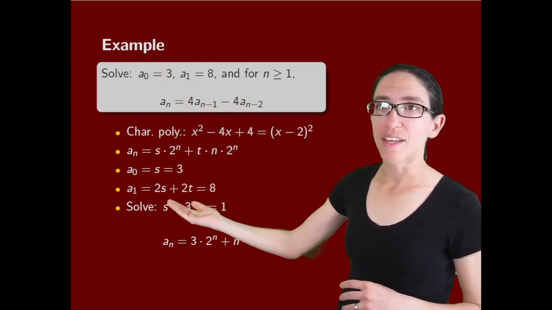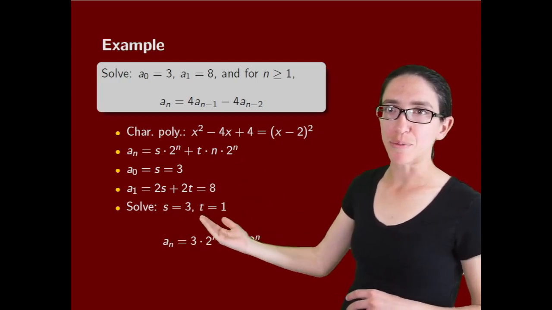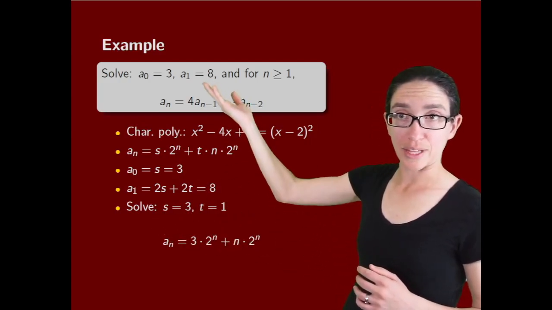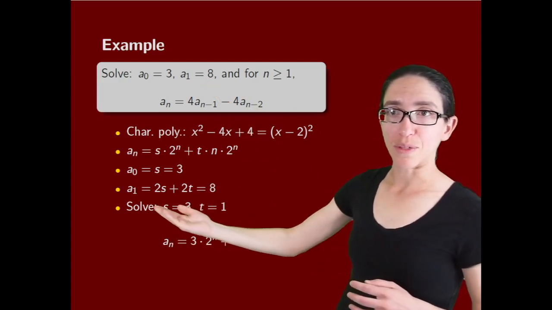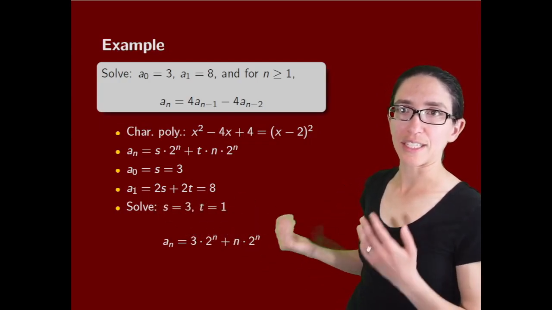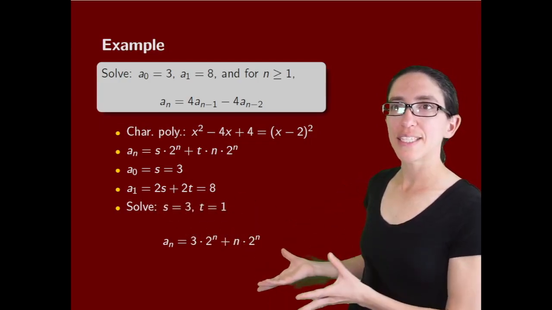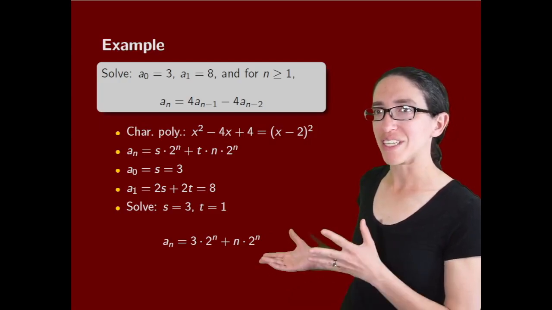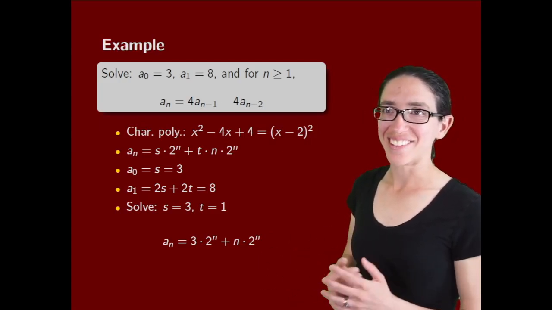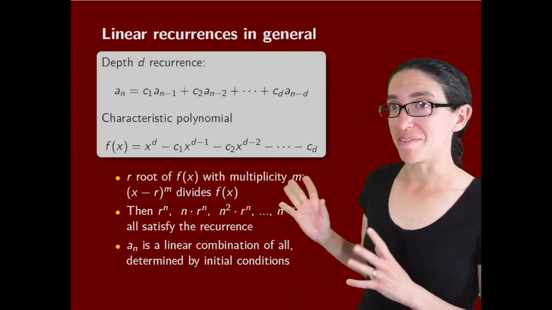For a1, then you plug in n equals 1, you get 2s plus 2t, and we know that has to equal 8 by the initial condition. And so you plug in s equals 3, you solve for t, you get t equals 1, and so we conclude that a sub n is 3 times 2 to the n plus n times 2 to the n for all n. Now let's look at the general case of depth d.